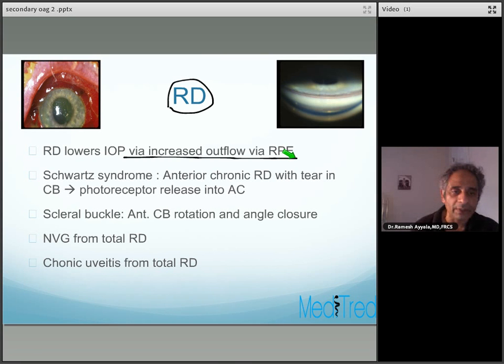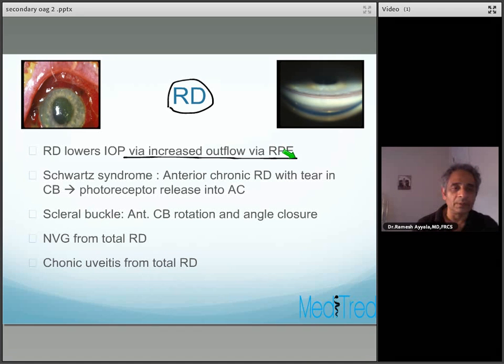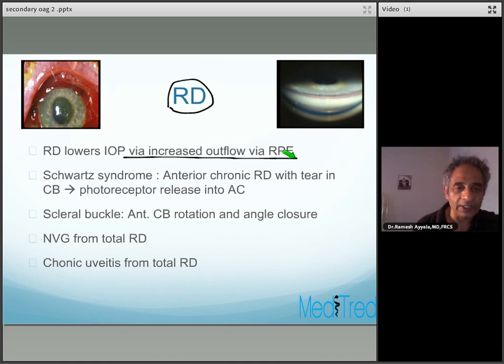Schwartz syndrome is one of them, wherein the patient has a chronic anterior retinal detachment with a tear in the ciliary body, exposing the aqueous to the opposite side, the photoreceptor area. And so what happens is that the aqueous will wash against this undersurface of the photoreceptor area through that tear in the ciliary body and cause these dead photoreceptors to float into the anterior chamber. And these photoreceptors will cause blockage of the trabecular meshwork, giving rise to elevated intraocular pressure.